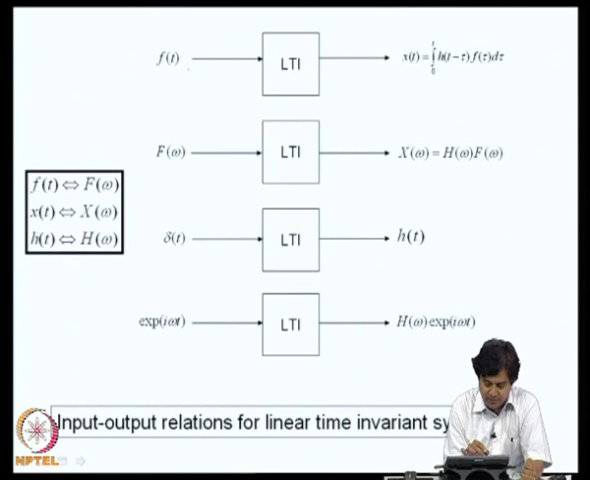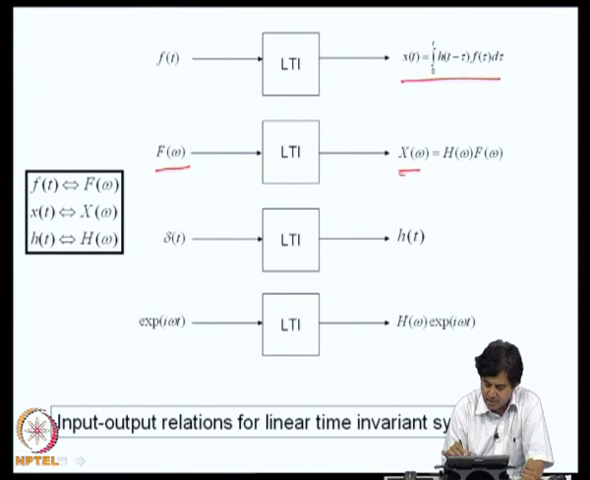So, if a load f of t acts on this system and we assume that the system starts from rest, the solution is given by the convolution integral. This is a time domain input output relation. If you are not interested in the time domain, but you are specifying the input in terms of its Fourier transform and you are interested in the Fourier transform of the output, the corresponding system parameter here is H of omega. If you know H of omega, you will get the Fourier transform of the response.